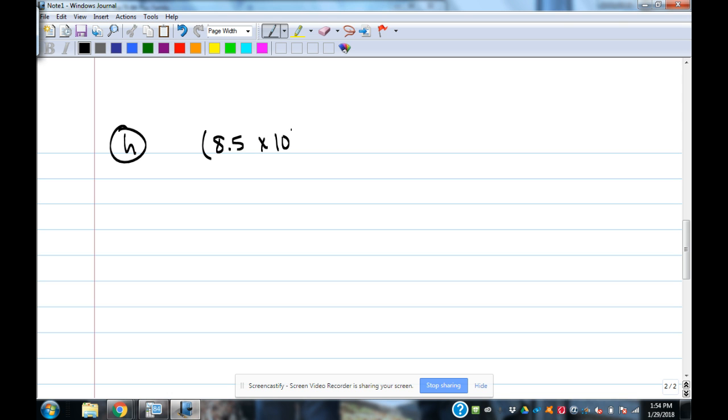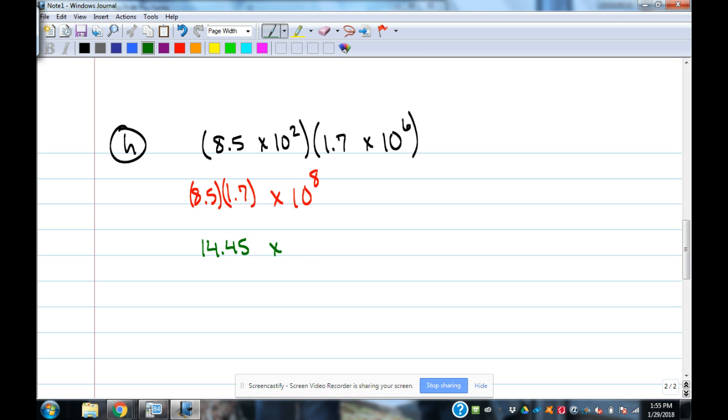8.5 times 10 to the second times 1.7 times 10 to the sixth. All right. It's multiplication, same as the last example. What can I do with my tens? Add them up. So that'd be 10 to the 6 plus 2 is 8. Good job. And then in the front, I'm saying 8.5 times 1.7, just doing the regular multiplication with that number in front. 14.45 times 10 to the 8th.